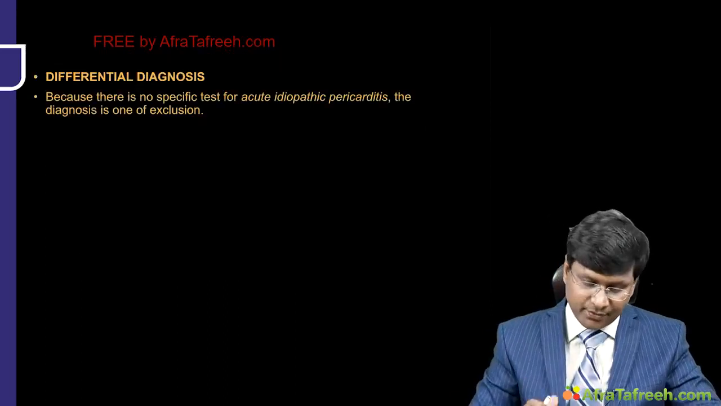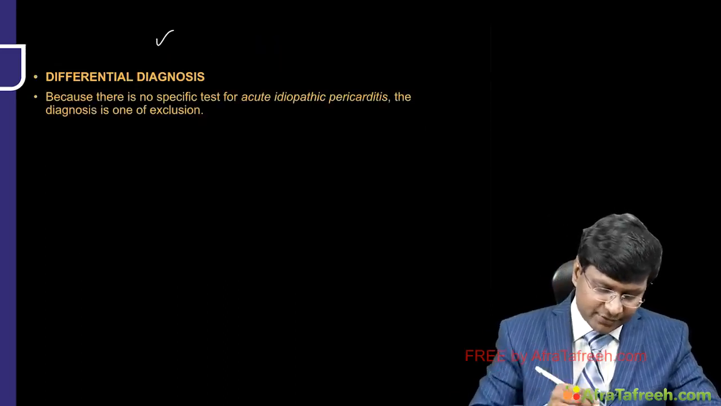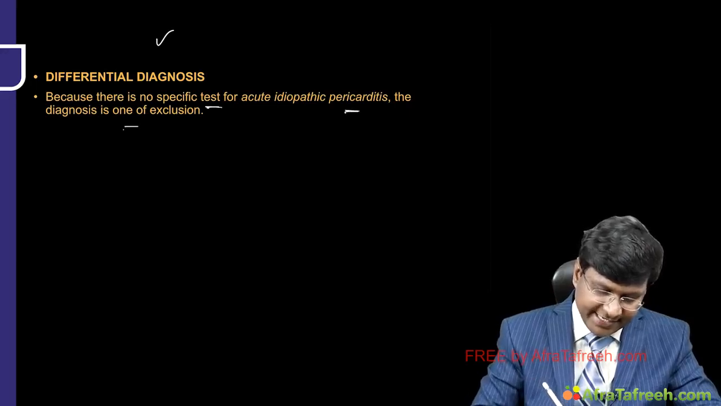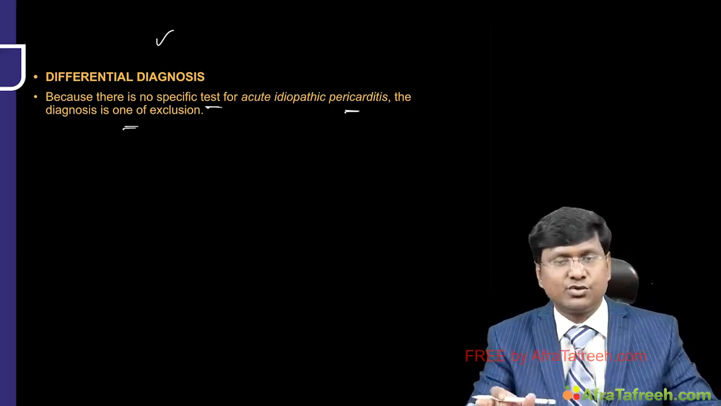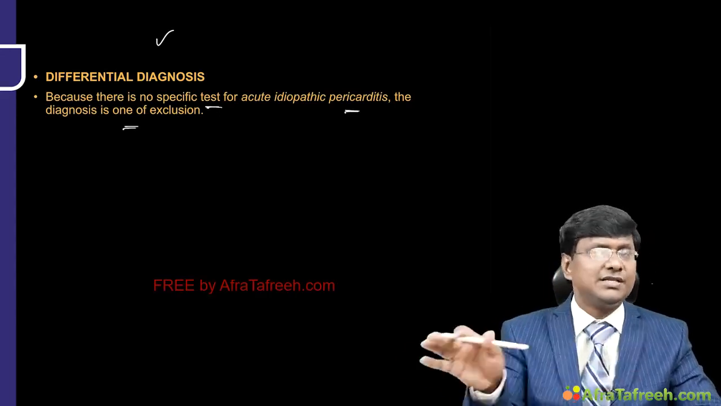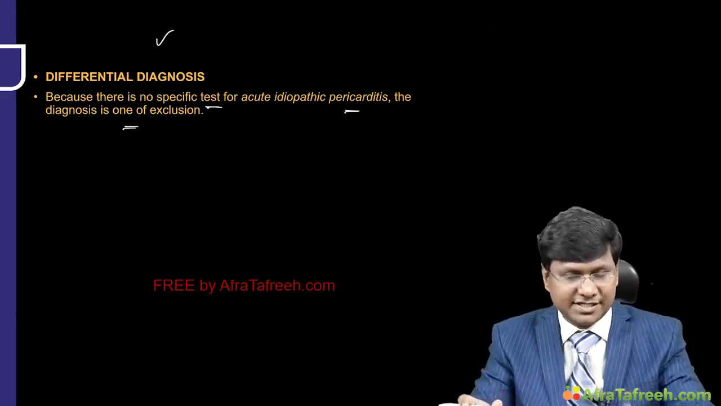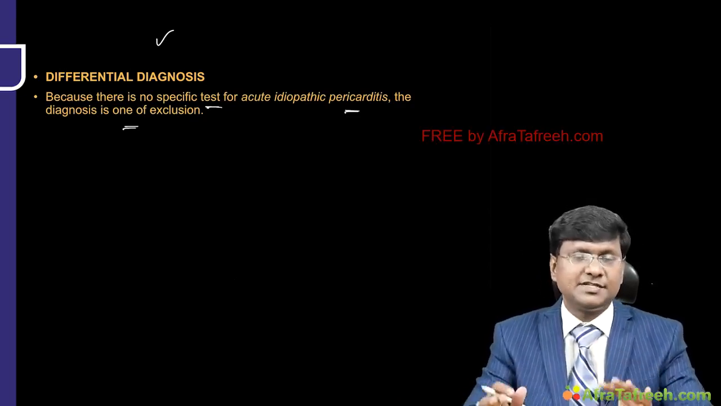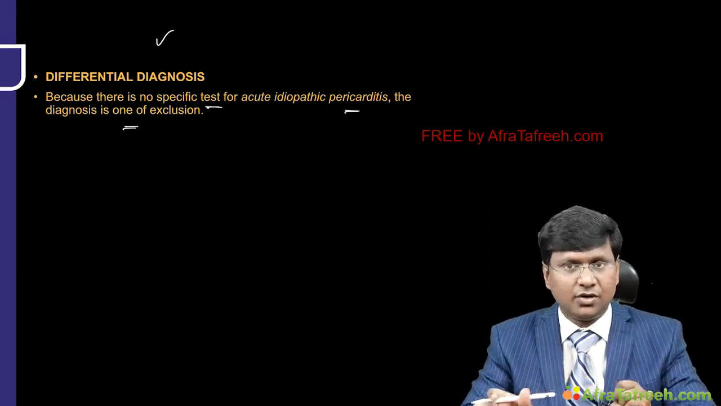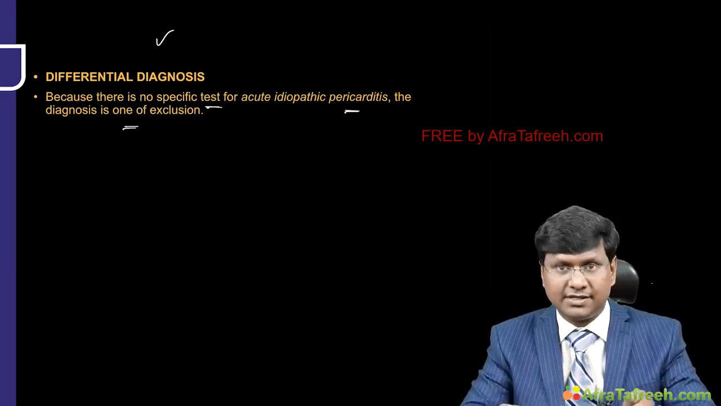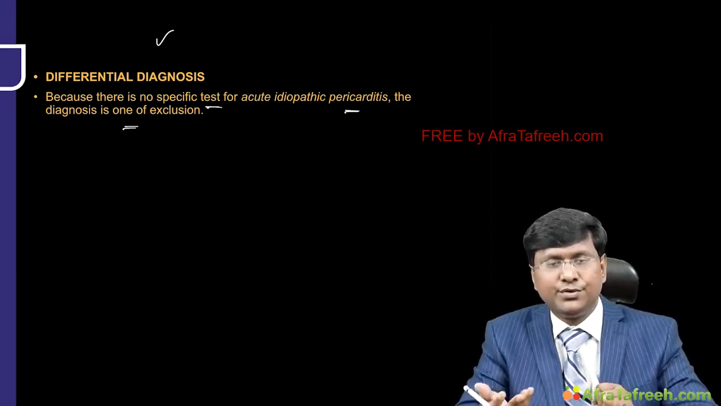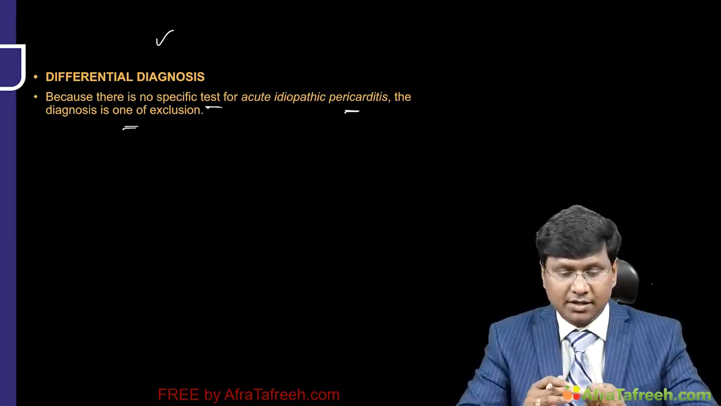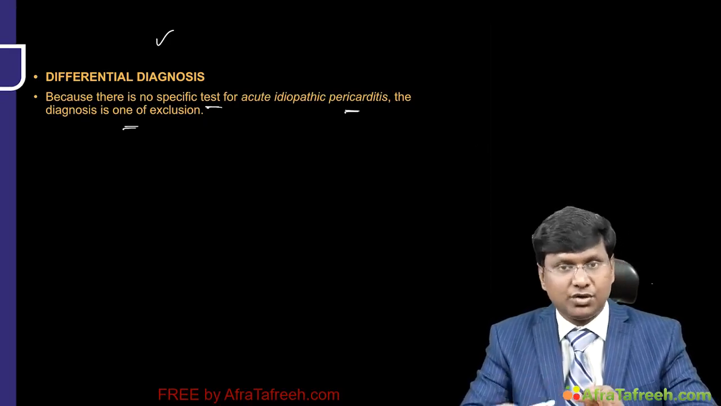Now if you take the differential diagnosis, because there is no specific test for acute idiopathic pericarditis, the diagnosis is one of exclusion. That means you need to rule out all other causes of chest pain. After ruling out other causes, if no other cause has been made out, like acute MI not there, heart failure not there, or other features like pleuritis not there.